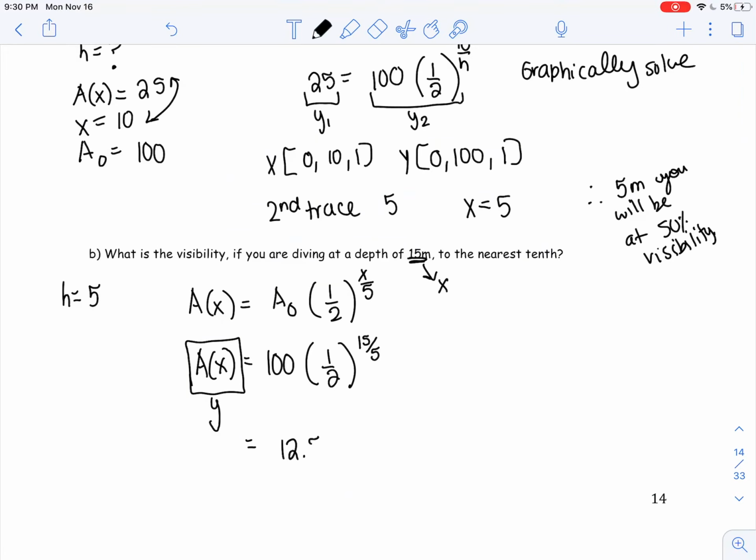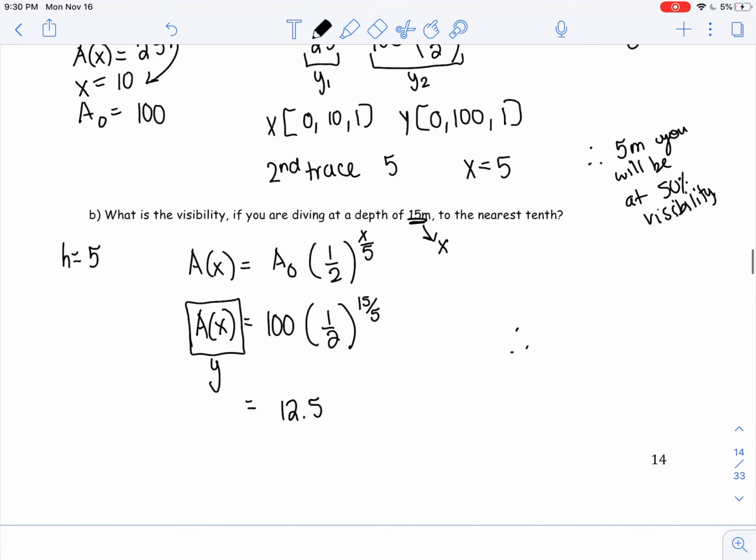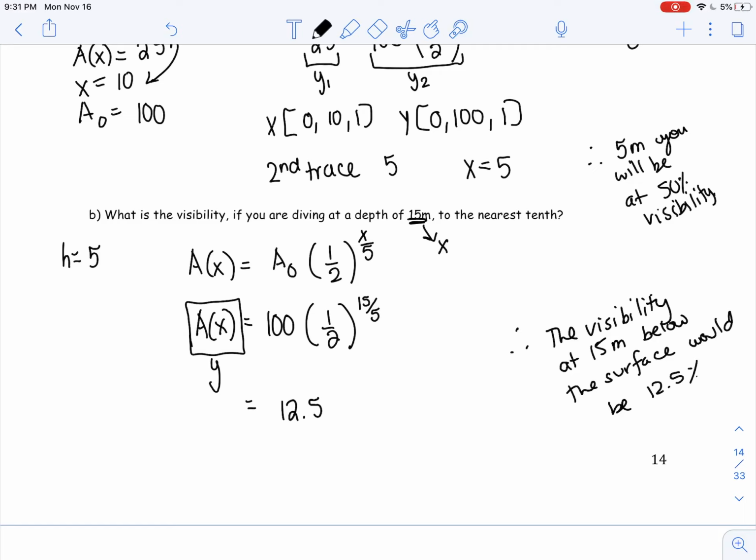Okay, so we're going to write that down. Our answer is 12.5. Now, this needs to be written as a percent. So for word problems, you want to say, therefore, the visibility at 15 meters below the surface would be 12.5%. So make sure you summarize your answer with a sentence or a therefore statement.